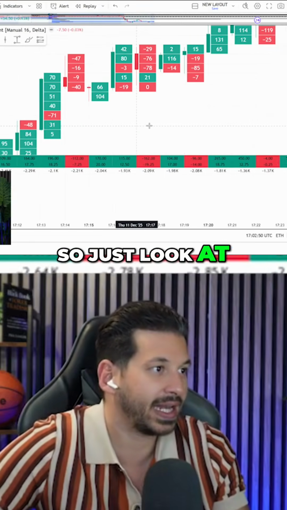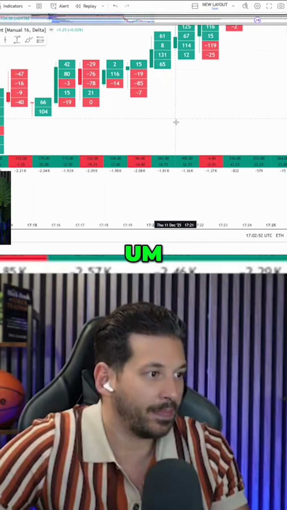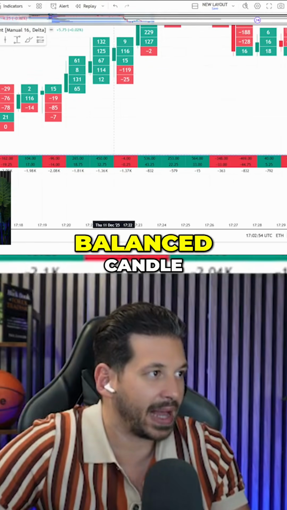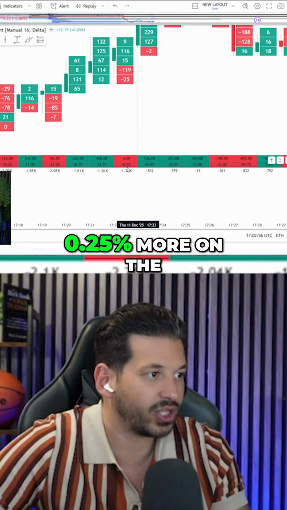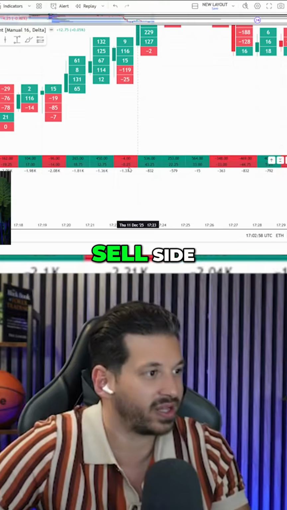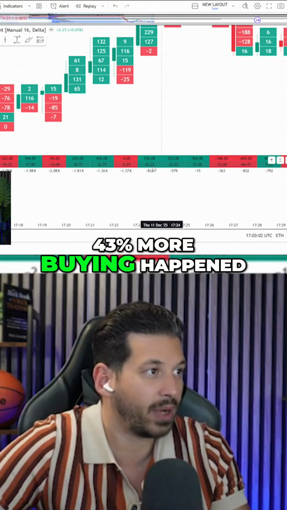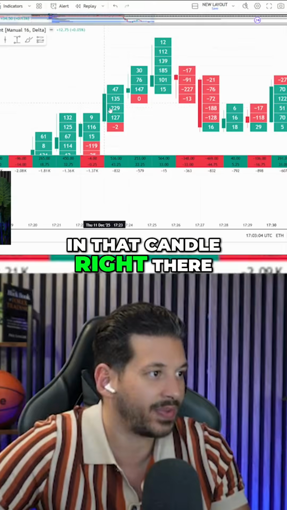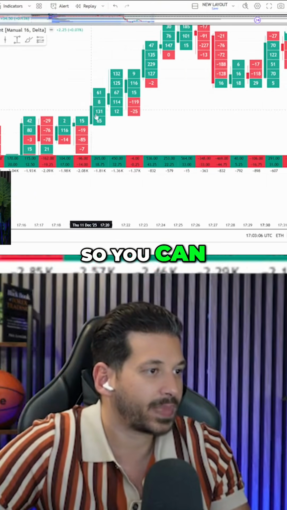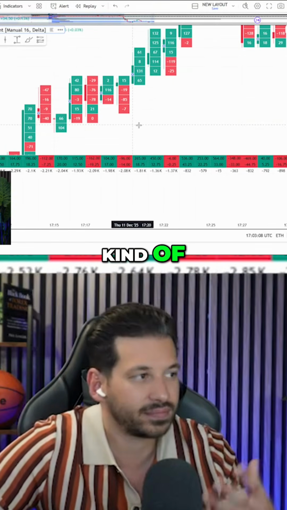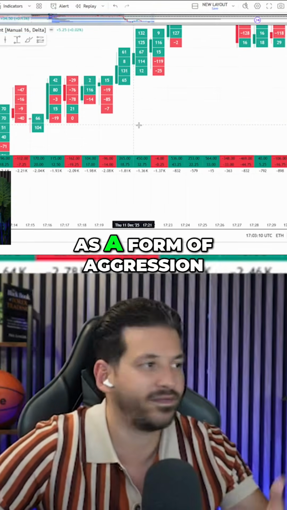All right, so just look at it like that, right? Here it was a pretty balanced candle. For example, 0.25% more on the sell side, but pretty much in balance. Here 43% more buying happened in that candle right there. So you can measure it as a form of aggression.